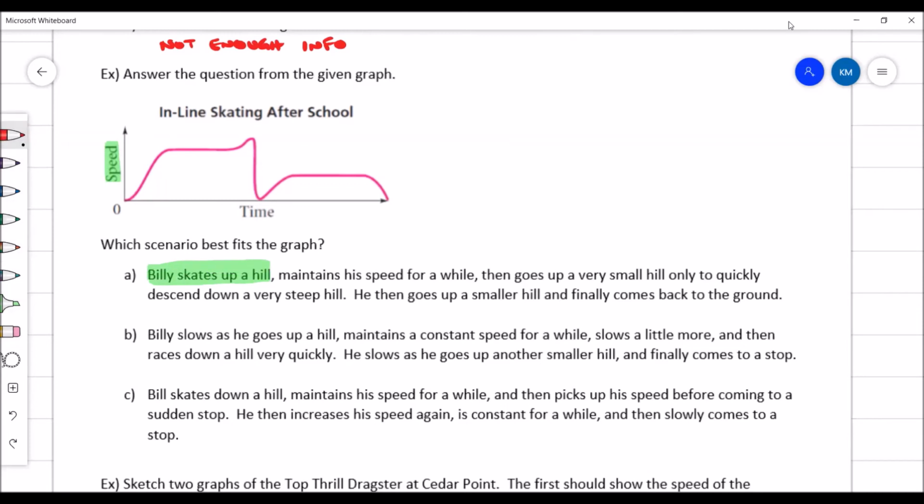And so as we look at what's happening here, it says Billy skates up a hill. Well, his speed wouldn't be increasing really fast. He'd be going really slowly. You would expect it to go like he's going up a hill. It's like really trekking to get up there. Okay, so A's out. We're expecting something here that makes it so he's going faster. Maybe going down a hill would be more apropos or appropriate. So Billy slows as he goes up a hill. So again, he's not slowing down. He's speeding up. We want to eliminate this one right here.